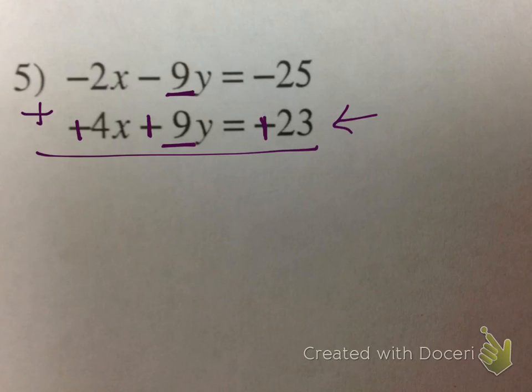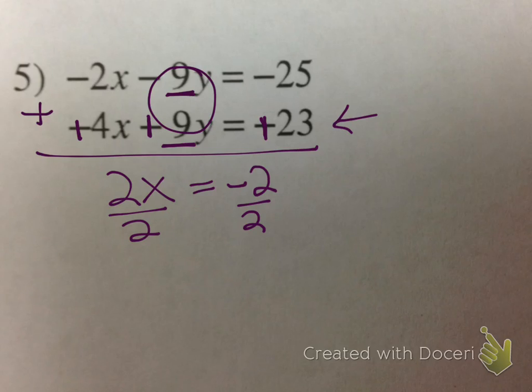Okay, so now, because I have positive 9 and negative 9, I can go ahead and add this to get 0. Negative 2 plus 4 makes 2x. And negative 25 and positive 23 make negative 2. So I found that x is negative 1.